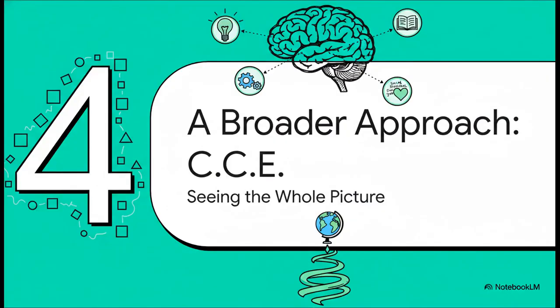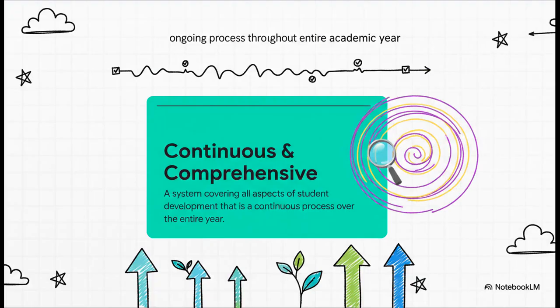Now let's look at how modern education is trying to combine these ideas into a more complete, more holistic system for understanding how a student is actually growing. And that brings us to CCE, continuous and comprehensive evaluation. The name really says it all. Continuous means it's not a one-time thing. It's an ongoing process that happens throughout the entire school year. It's all about tracking that growth and development over time.